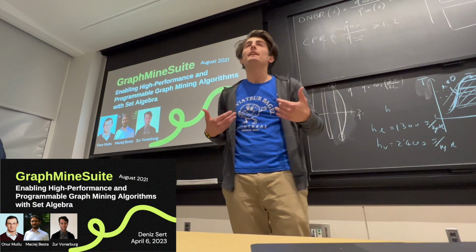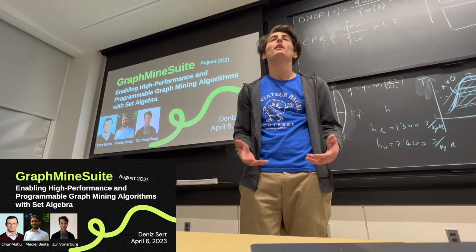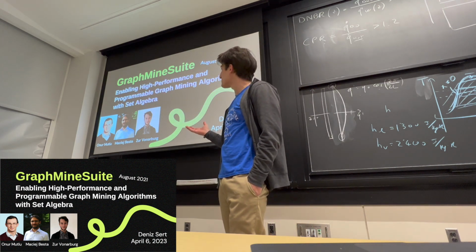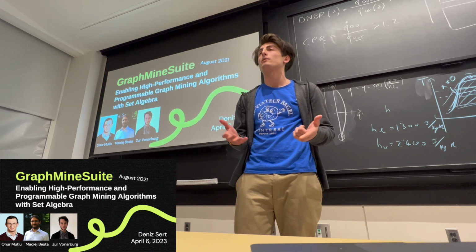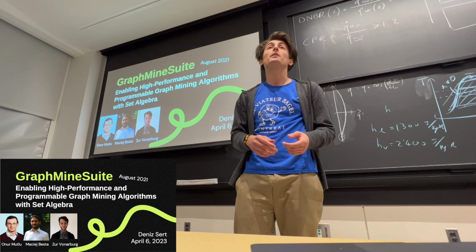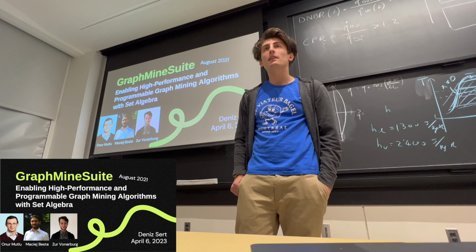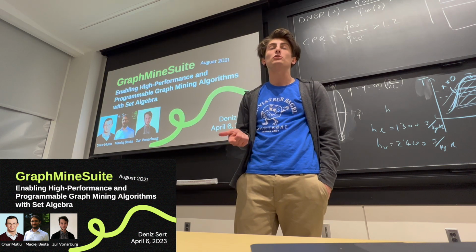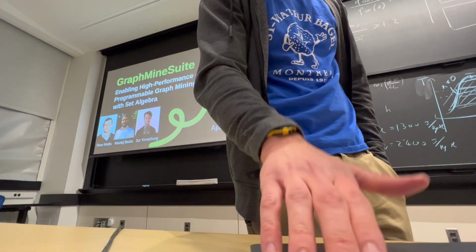Today, I'm Dennis, first of all, and today we're going to be discussing the GraphMineSuite benchmarking suite. Essentially, what it's used for is both increasing the efficiency of certain graph mining algorithms as well as analyzing their performance, right? And the interesting thing here is that it does it by using Set Algebra and Set Algebraic Parallel Processing, a technique called SAP, which we'll see in a second here. So let's dive in.